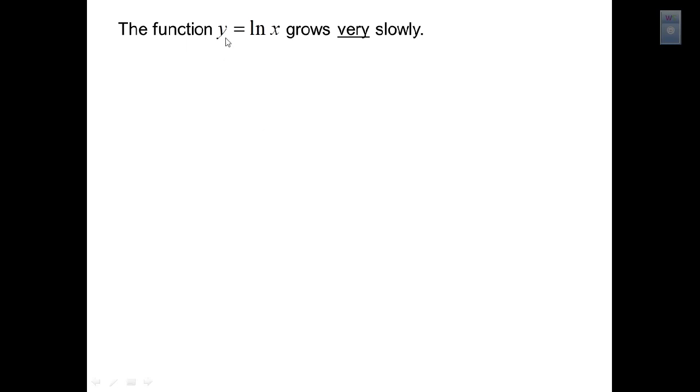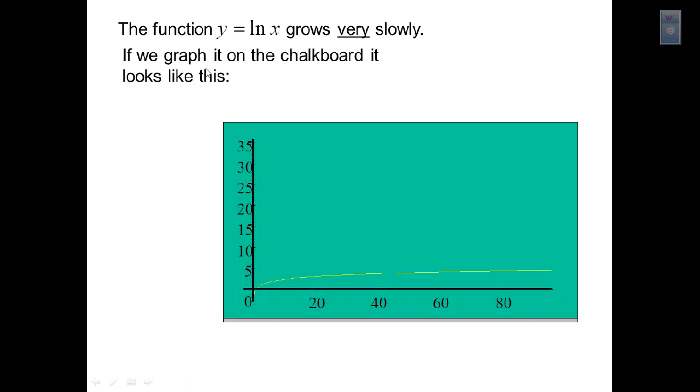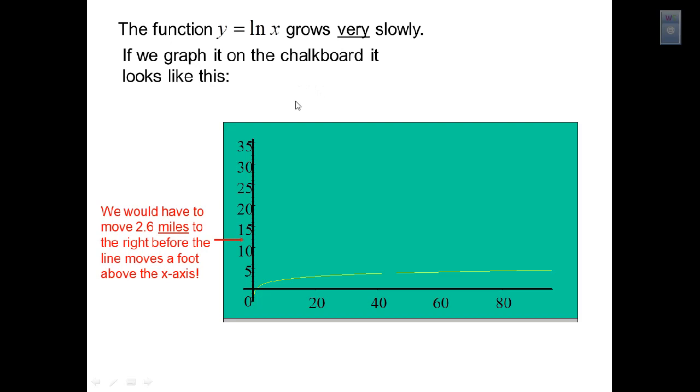Now, the function y equals natural log of x grows very slowly. Of course, remember, it's the inverse of e to the x, so all those x and y values are just going to flip places. So if we graph it on the chalkboard, it looks like this. We would have to move 2.6 miles to the right before the line moves a foot above the x-axis.